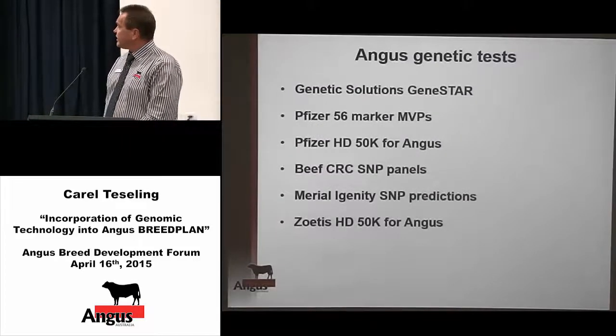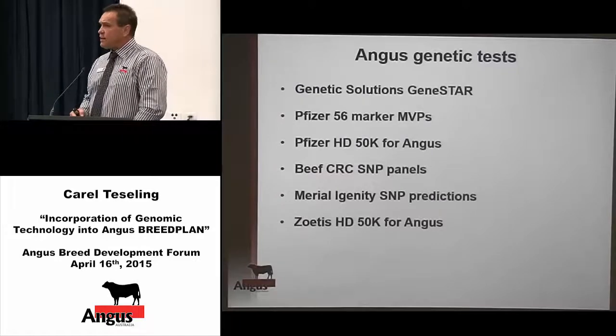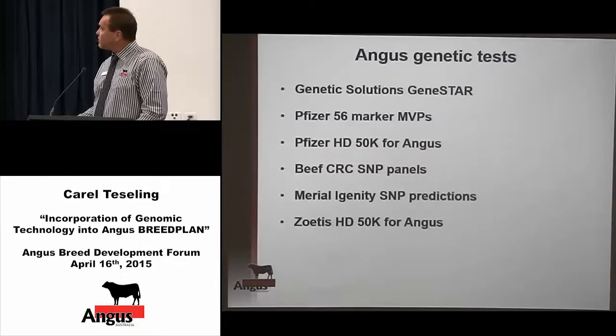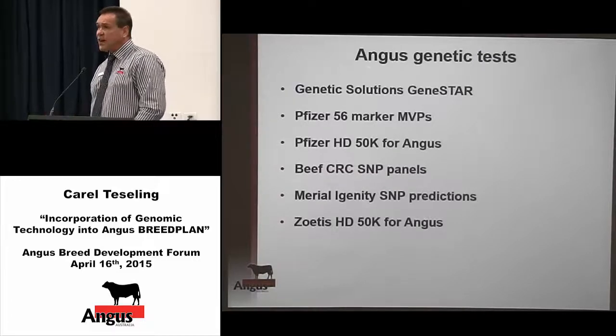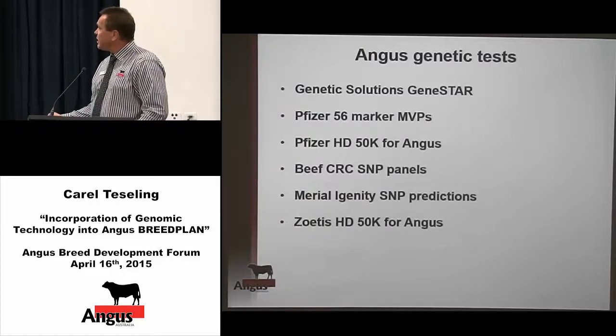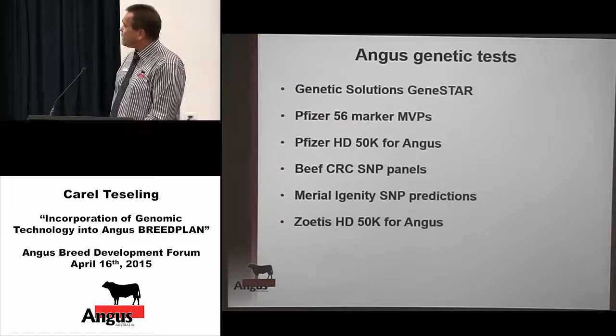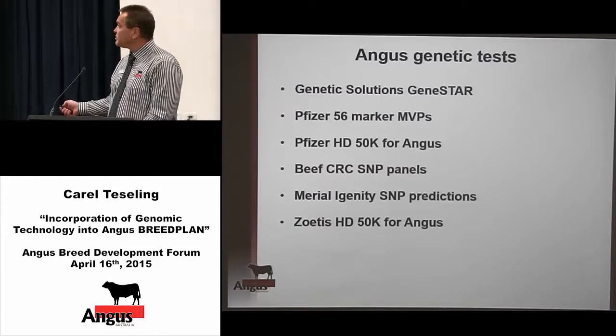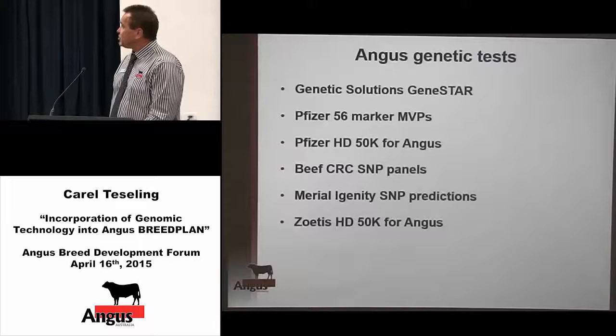So, Angus genetic tests. This is really just a quick timeline, and I haven't added the specific years that they were introduced, but that is where we've been over the past decade or so. Genetic Solutions had G-Star tests that they developed, and of course we had the 12 stars at that stage. Then after that they changed name and became Pfizer with 56 markers, EBVs, and that is where the technology changed to become based on SNPs.